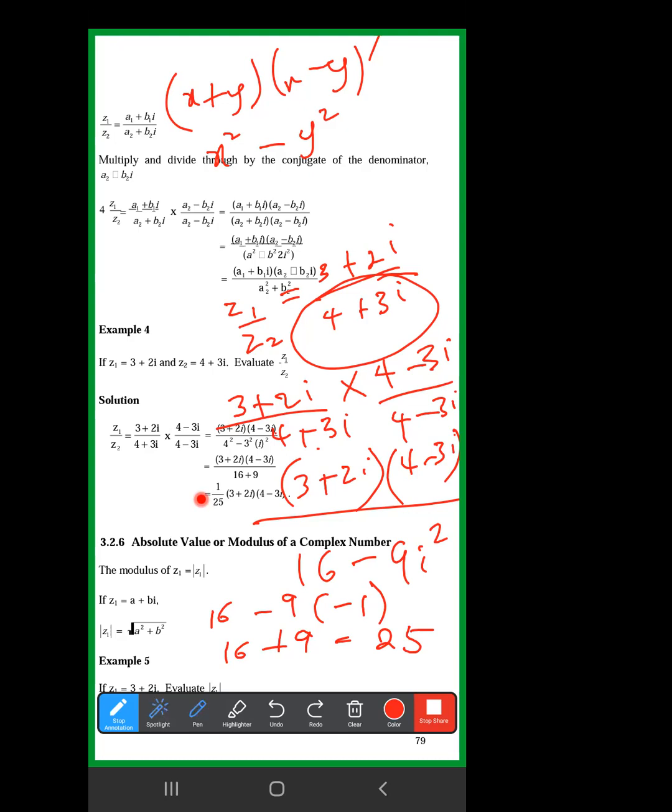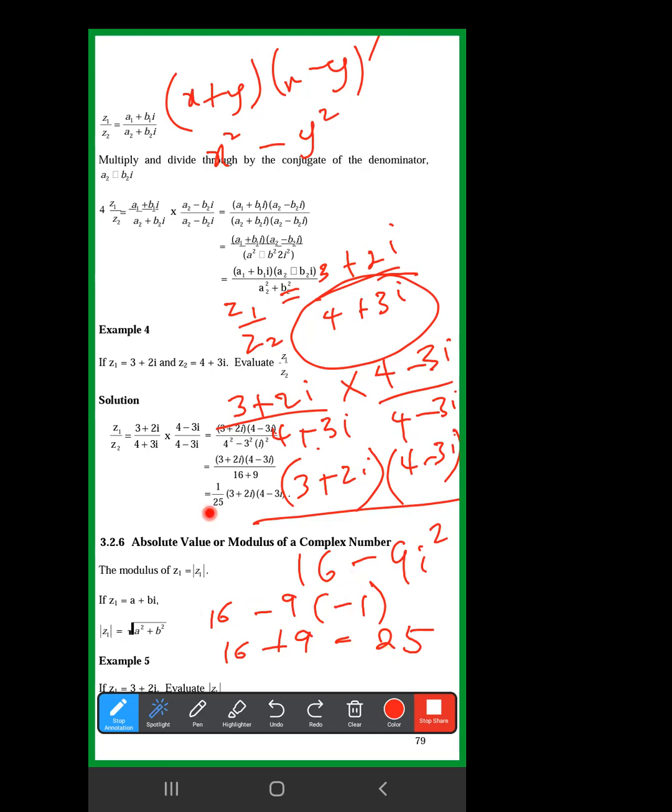Now, the thing there is that, where should I start from? Here, the 16 minus 9i squared. Yes, 16 minus 9i squared. Okay, we said i squared is equal to -1, right? That is why I change i squared to -1 here. 16 is still 16. Minus times minus will give us plus. 9 times 1 will give us 9. 16 plus 9 will give us 25. And that is how we have 25 as the denominator.